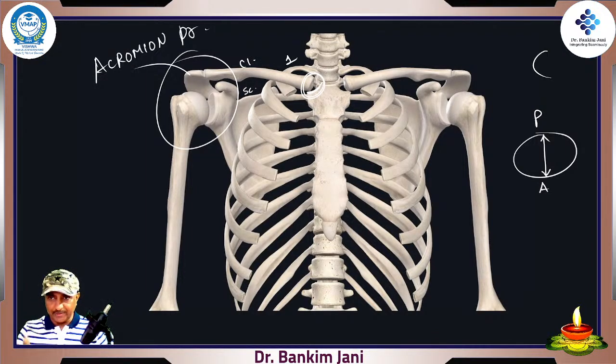Sternum is at a ventral surface. Ventral means anterior. You are perfectly right. And vertebra is at the dorsal surface. Dorsal means posterior. You are perfectly right. Entire limb is attached to only clavicle or scapula? Only scapula. Right? I'm talking about the bones.